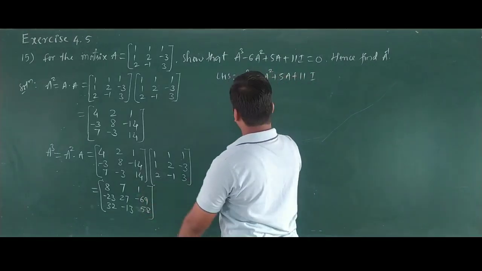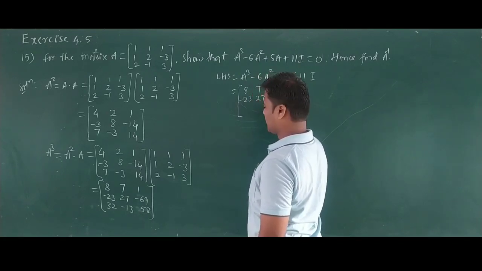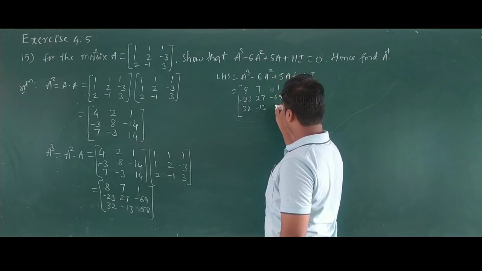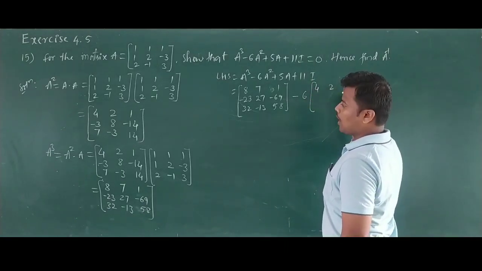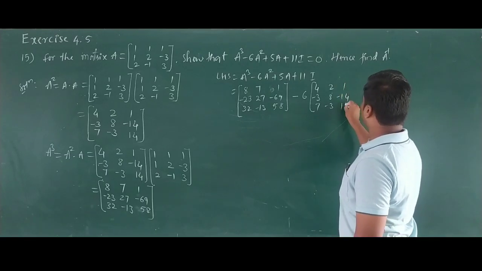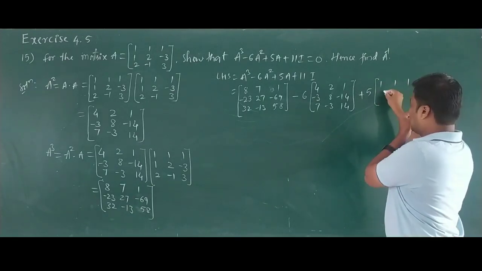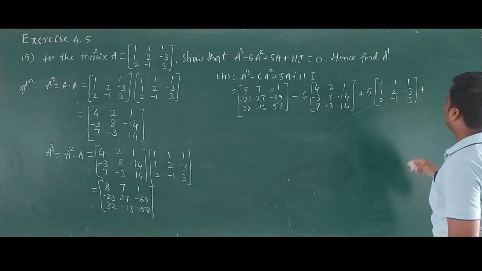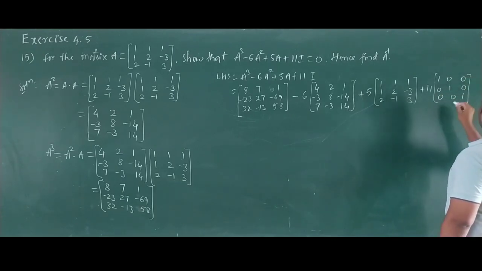A cube is 8 7 1, minus 23 27 minus 69, 32 minus 30 58, minus 6 A square, 4 2 1, minus 3 8 minus 14, 7 minus 3 14, plus 5A, 1 1 1, 1 2 minus 3, 2 minus 1 3, plus 11I, 1 0 0, 0 1 0, 0 0 1. Simplify this one.